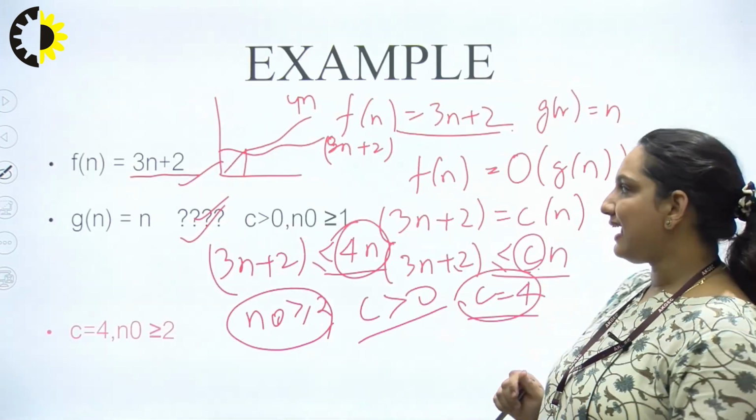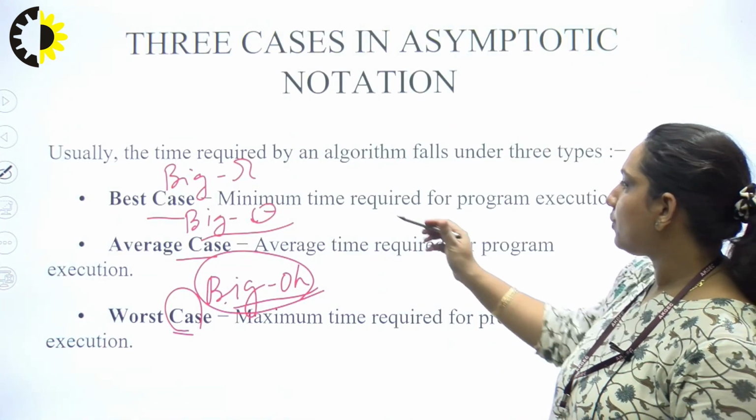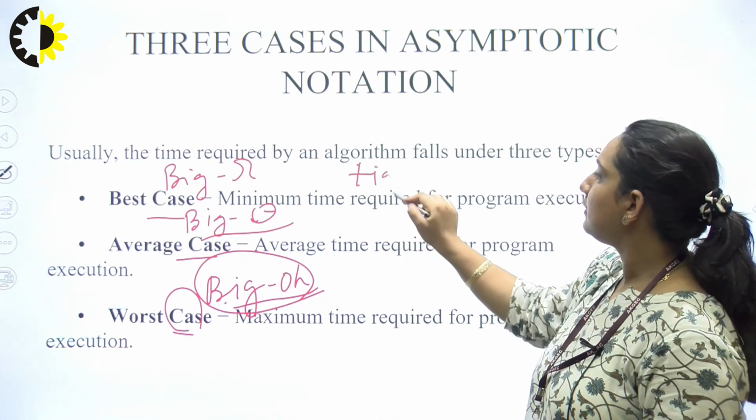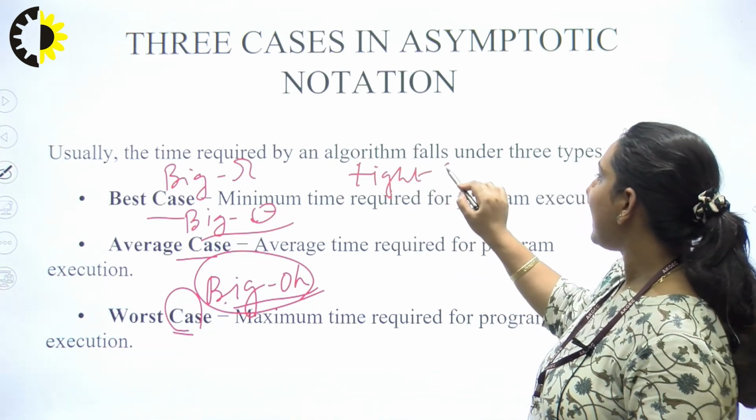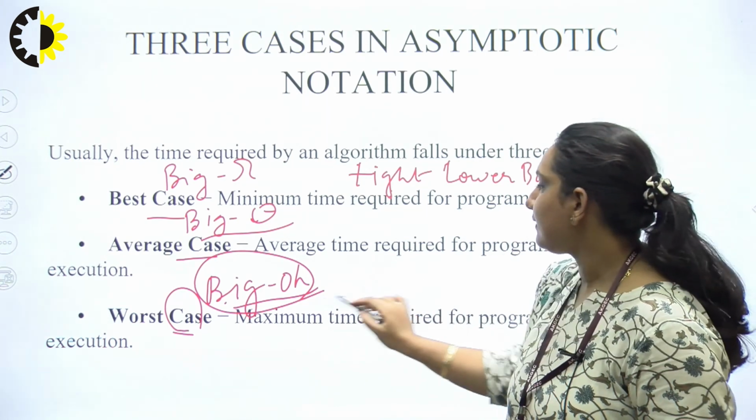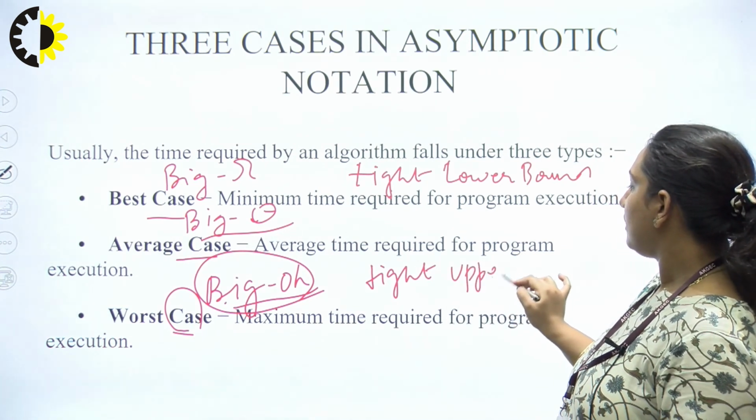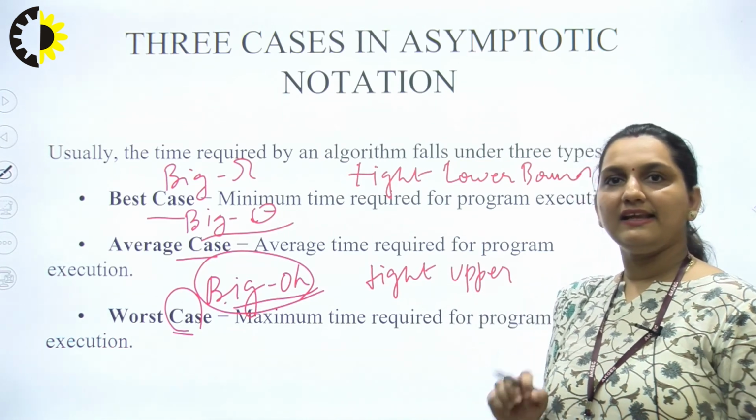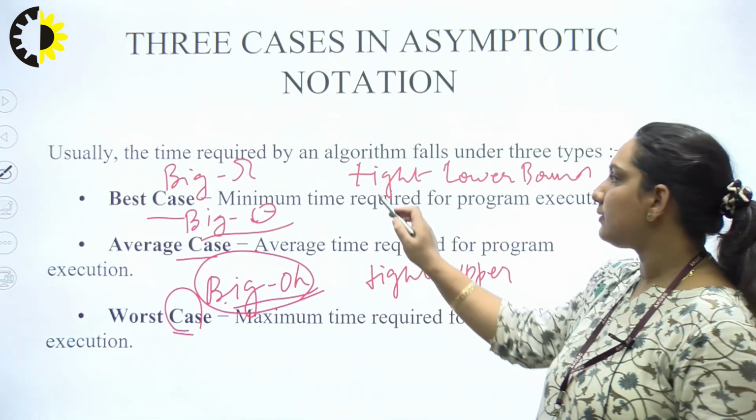So in that case, we are bounding for the best case, and this is the best case. We have big omega as the tight lower bound, and in big O this is a tight upper bound. We are bounding so that it is not exceeding this time. The lower bound is a better time that we are having.